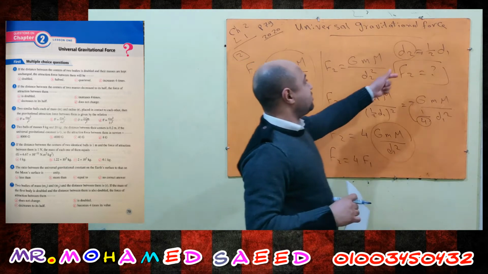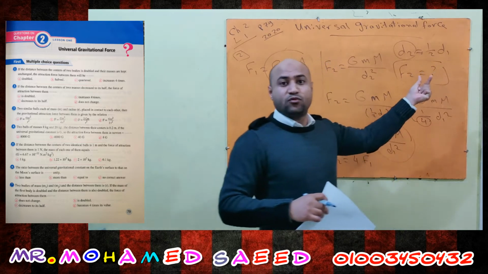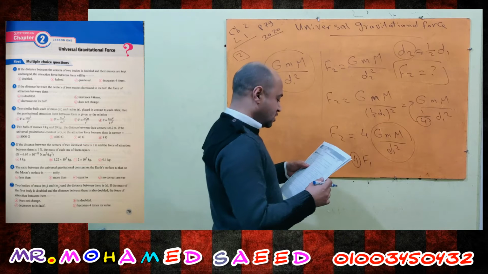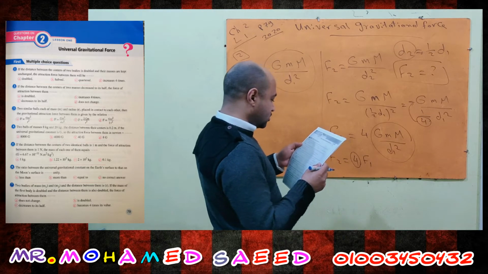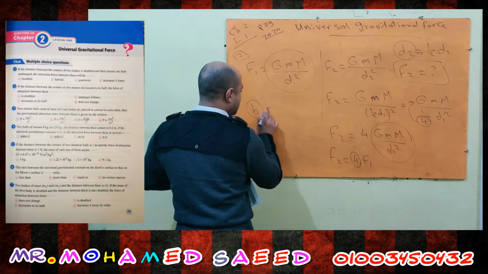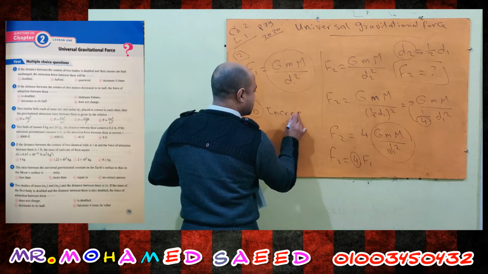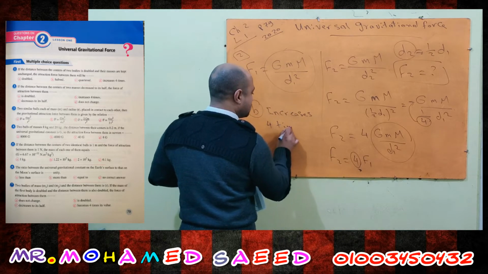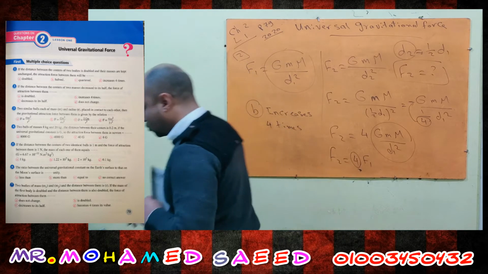Because by decreasing the distance between the two bodies, what will happen? The force will increase. So the force increases by 4 times. So the true answer of question number 2 is: increases 4 times.